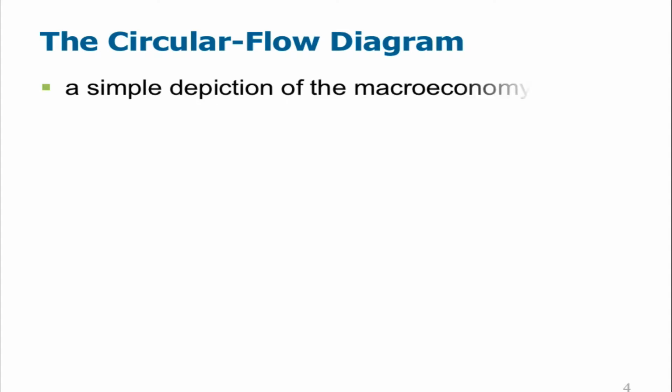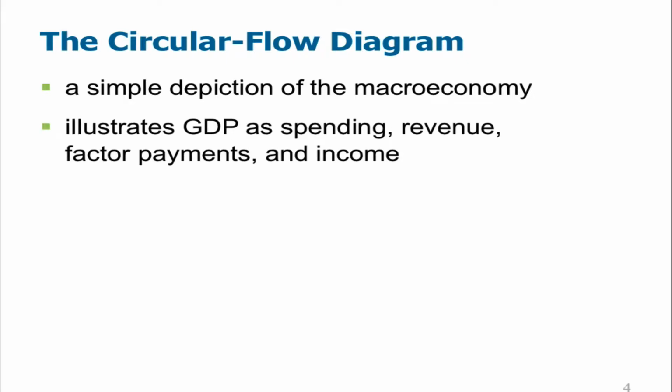Okay. As a refresher, for those of you who have forgotten the circular flow, it is a simple depiction of the macro economy, of the whole thing. It's going to show us GDP as spending, which becomes revenue, right? Spending is the same thing as revenue, depending upon which way the circular flow is flowing for you. Factor payments. Factor payments are what? Payments for the factors of production.